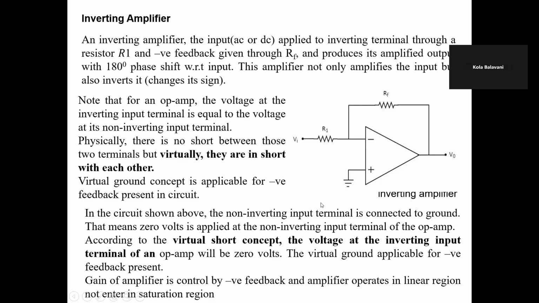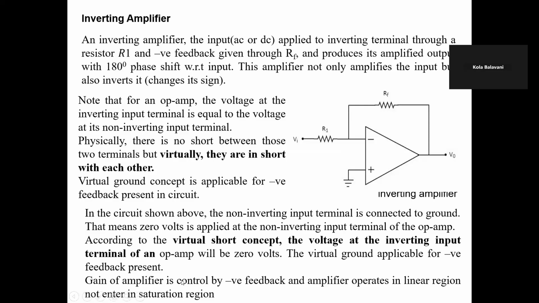See here, the non-inverting terminal is connected to the ground. This means 0 volts is applied at the non-inverting terminal of the op-amp. According to the virtual short, virtual earth or virtual ground concept, the voltage at the inverting input terminal of the op-amp is also 0 volts. The virtual earth is applicable when negative feedback is present.